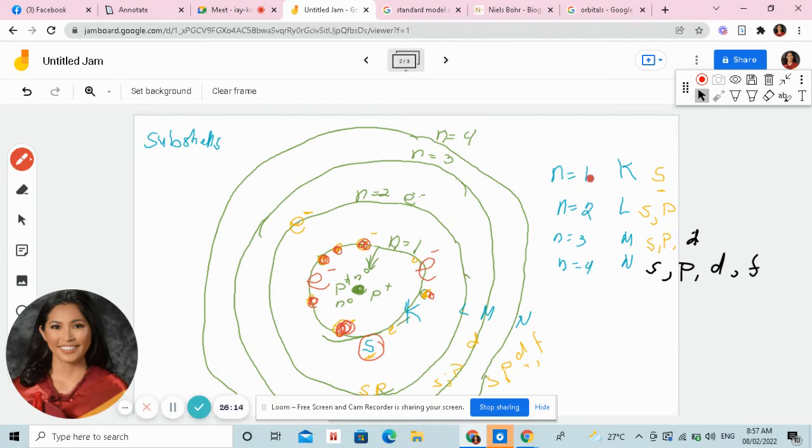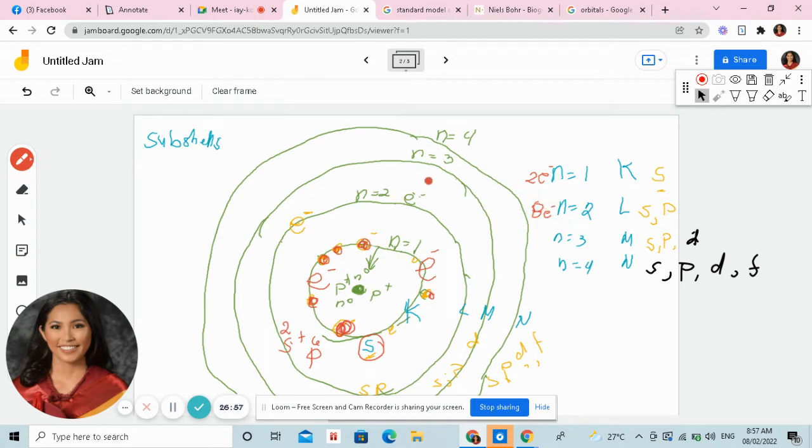4, ma'am. L shell. Okay, what are the subshells in L? S and P. How many electrons can S occupy? 2, ma'am. Then P can hold 6 electrons. So meaning, L shell can occupy up to 8 electrons. 2 electrons, 8.